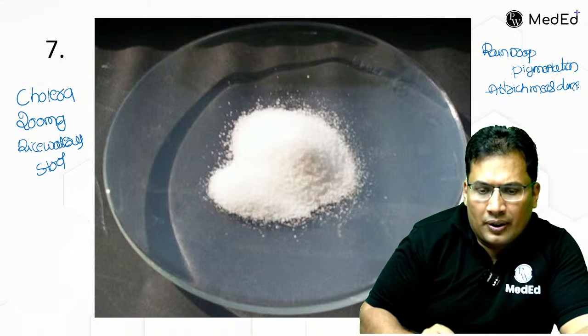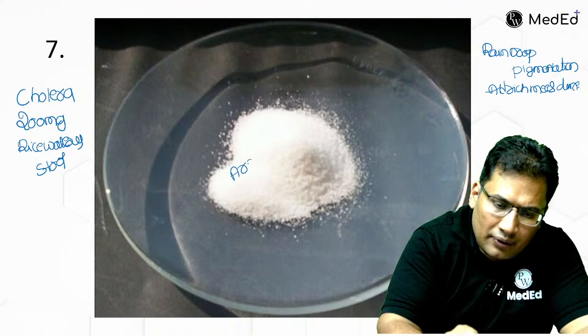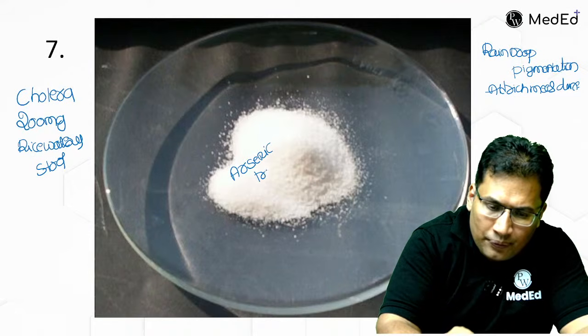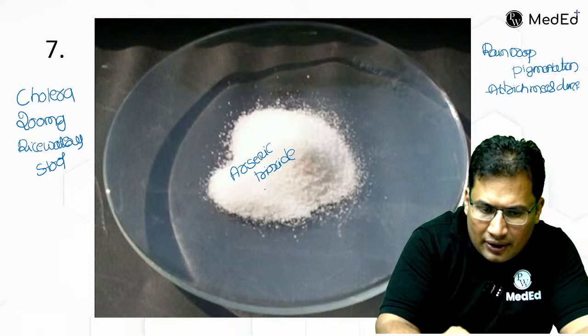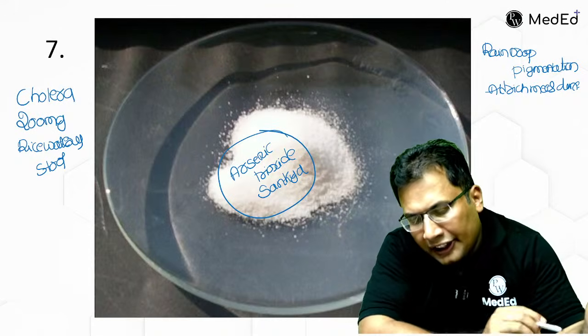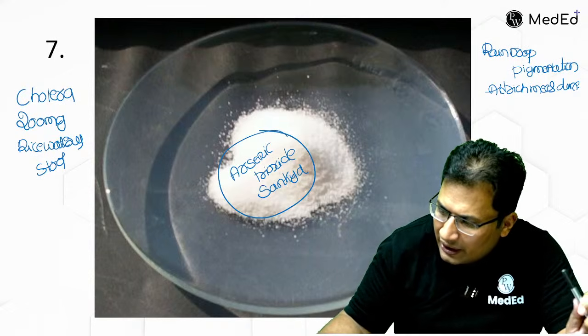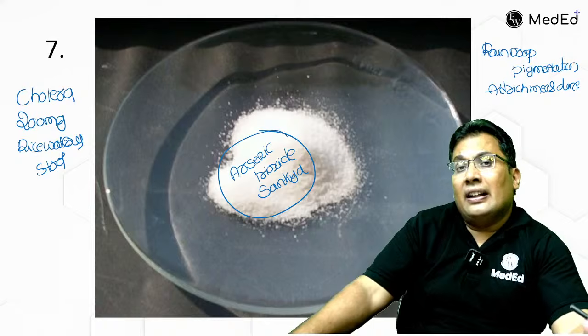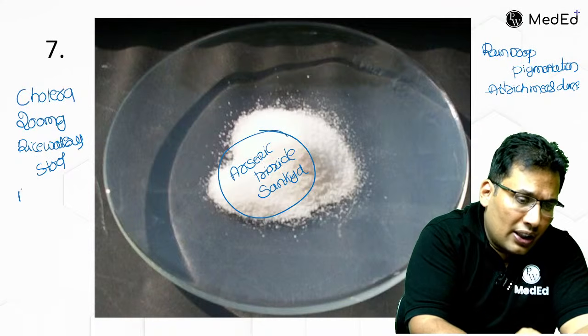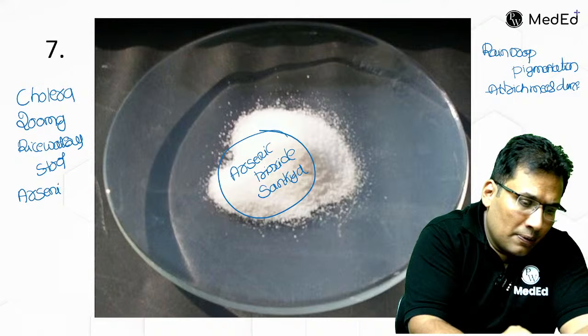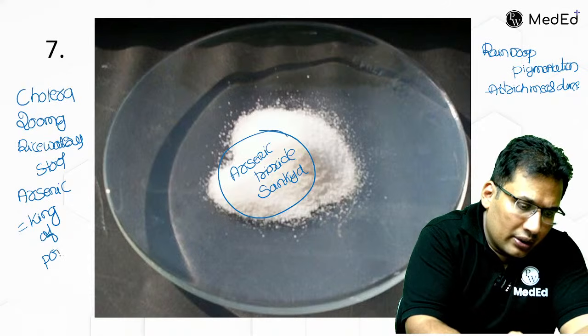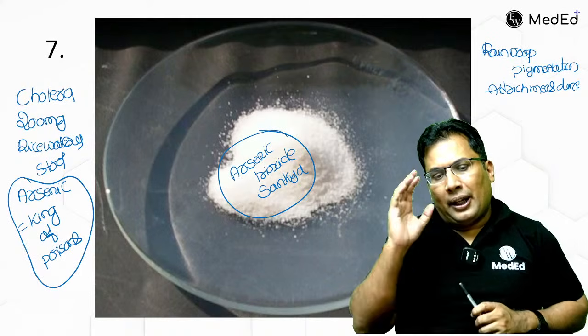What is this? So this is arsenic trioxide, also known as Sankhya. Okay, arsenic trioxide. Nobody has answered. Many answered only arsenic. It is arsenic trioxide. It's the ideal homicidal agent. All of you write in the chat box. Arsenic is equal to king of all poisons. King of poisons. Keep writing.